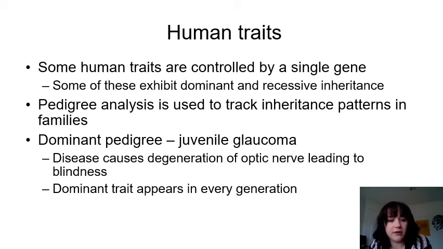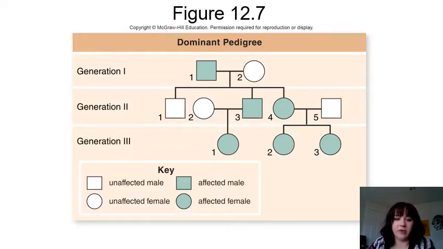One example of a dominant pedigree is the disease juvenile glaucoma. This disease affects the optic nerve and can impair vision. And this is the gene, the mutation that causes this juvenile glaucoma. The allele that has it is the dominant allele. So let's look at this example pedigree, a dominant pedigree.